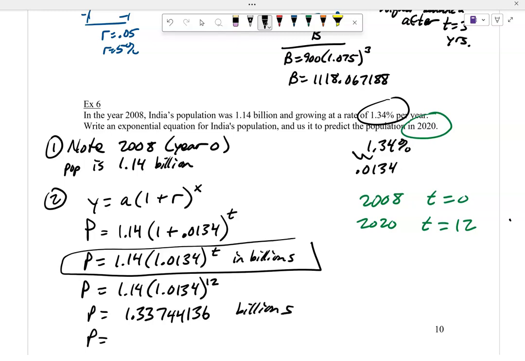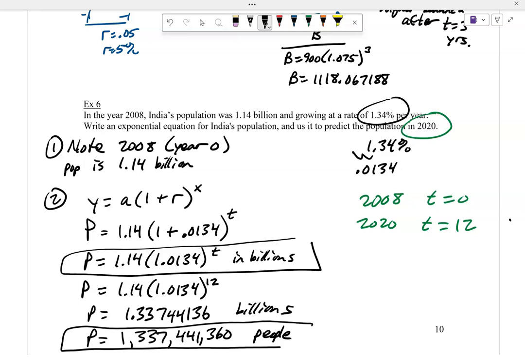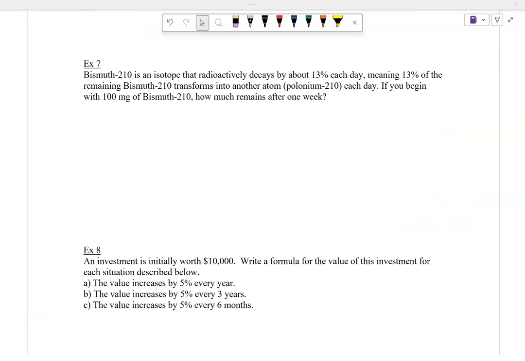So in other words, that many people. 1,337,441,360.